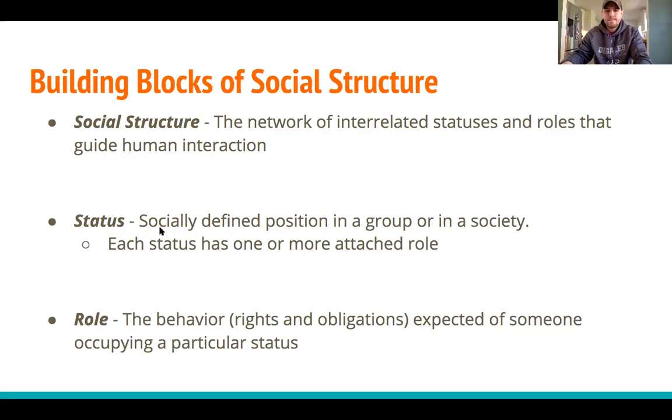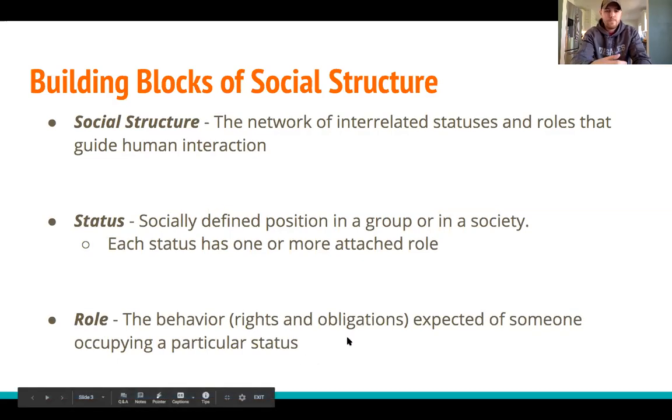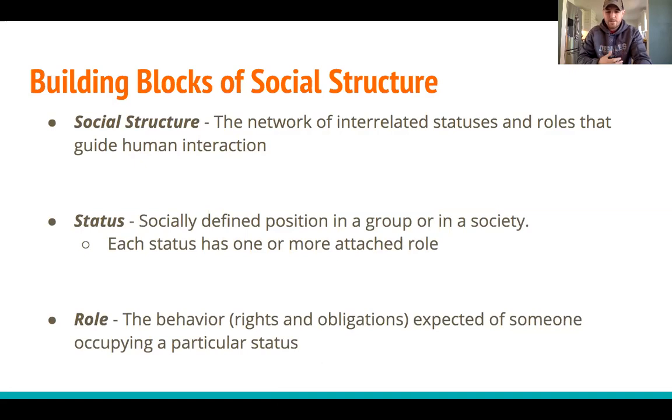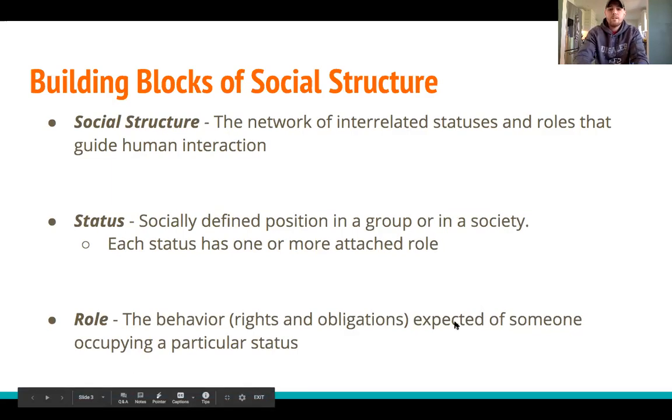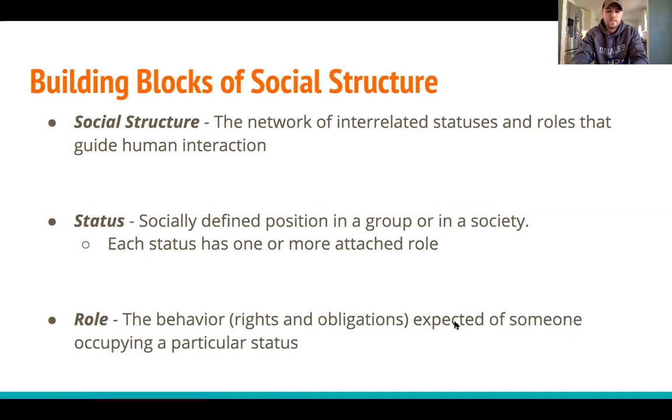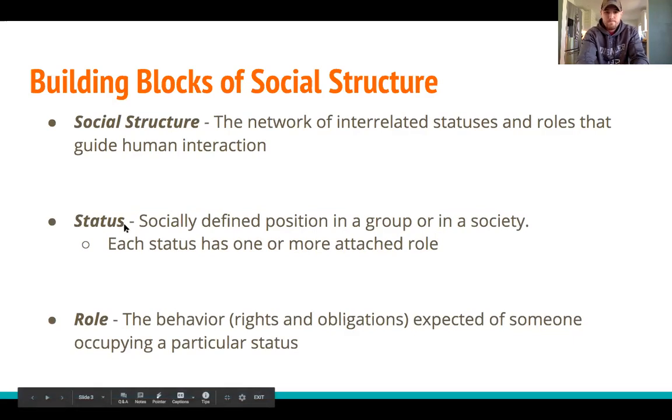All right, now with each status come specific behaviors that are expected with that status. Those behaviors are known as roles. So a role is the behavior expected of someone occupying a particular status. So as we said before, I'm occupying the status of teacher. What are the behaviors expected of a teacher? Well, the teacher should lecture like I'm doing right now. The teacher should make homework assignments and make tests and conduct activities and things like that. And you all are occupying the status of student, and there are certain behaviors expected of you. Listening to the lecture, taking the notes, doing the homework assignments, taking the tests, okay? So the role is the behavior, the status is the label, okay?